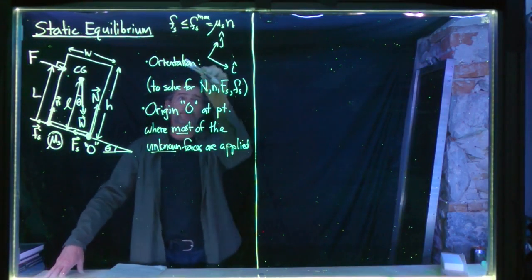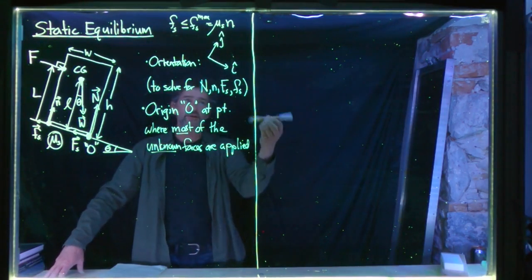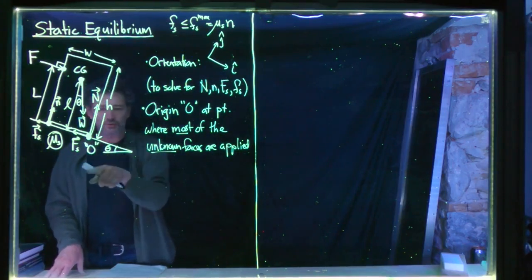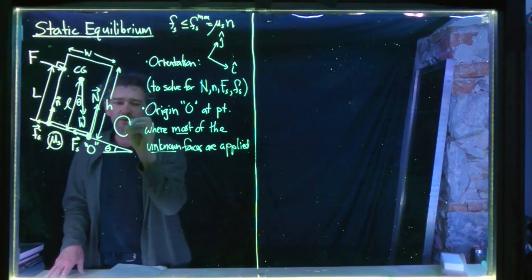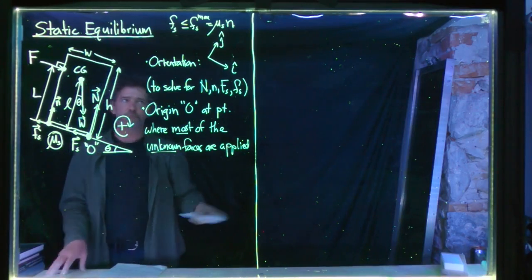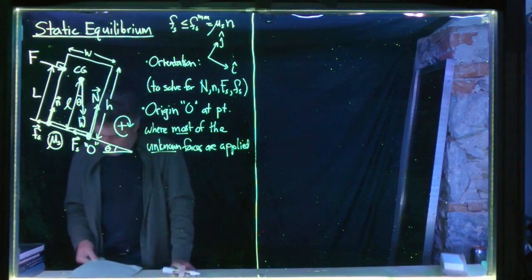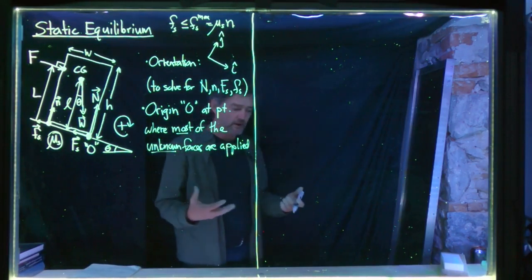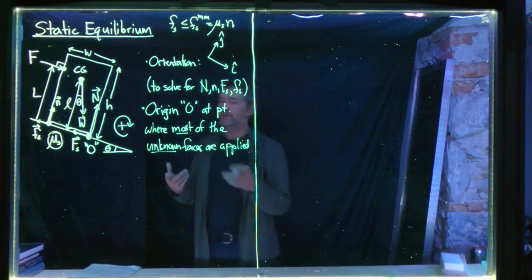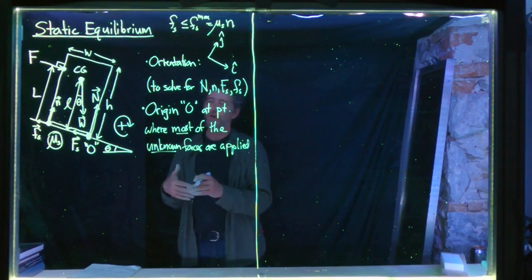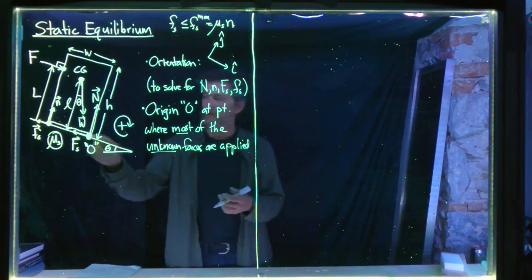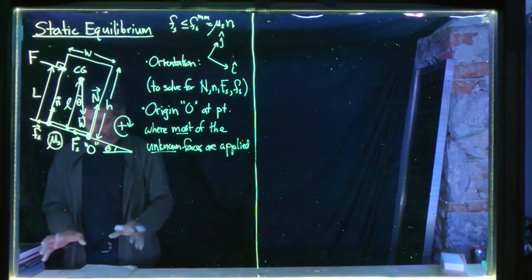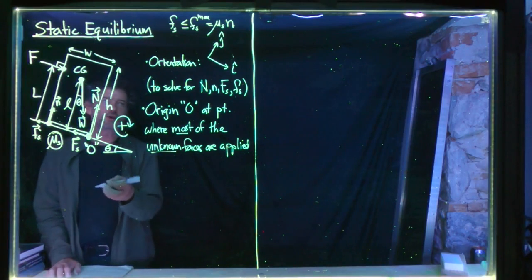And just like the directions of I hat and J hat, if you choose I hat this way, you get something; if you choose I hat the other way, all of the signs change. Okay, so we're going to choose clockwise torques to be positive. So we indicate that this way: clockwise torques are positive. Okay, very good. So now what we need to do is apply the conditions for equilibrium. Those conditions are that the net force equals zero, then we have translational equilibrium, and the net torque about any one point, this one in particular, is equal to zero. Then we have rotational equilibrium.